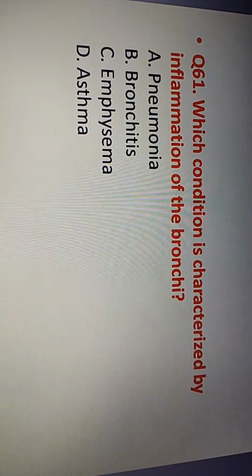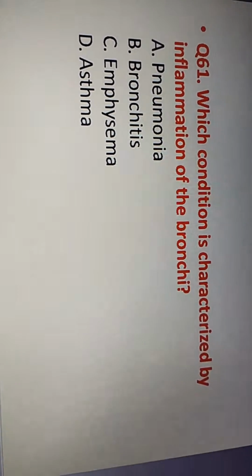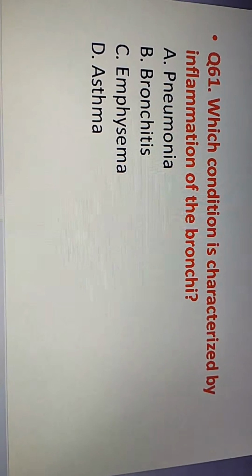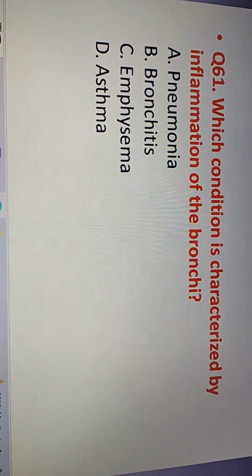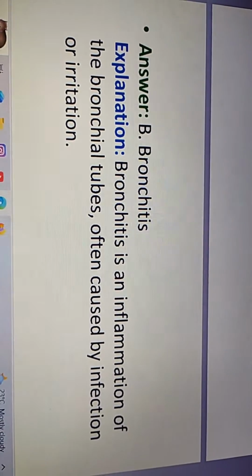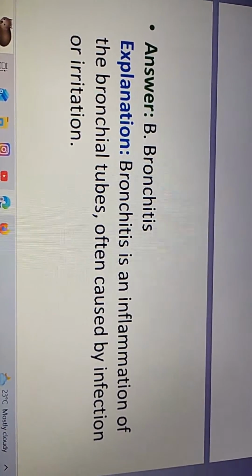The next question. Which condition is characterized by inflammation of the bronchi? Option A, pneumonia. Option B, bronchitis. Option C, emphysema. Option D, asthma. The correct answer is option B, bronchitis. Bronchitis is the inflammation of the bronchial tubes, often caused by infection or irritation.